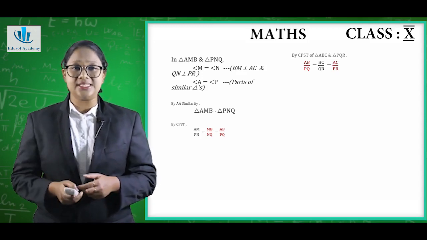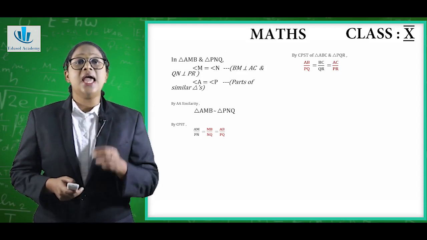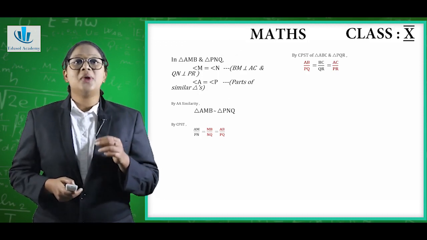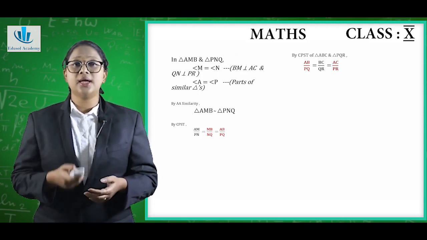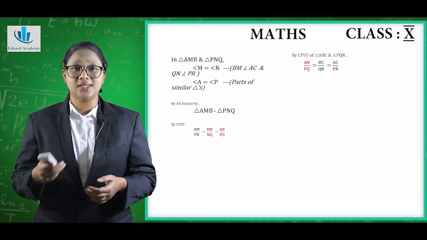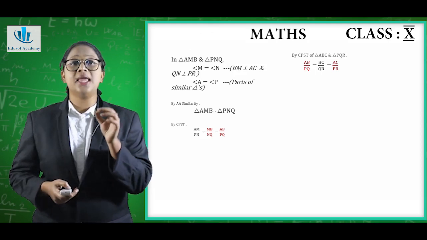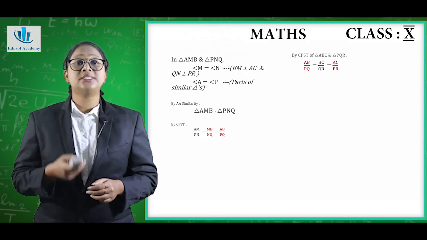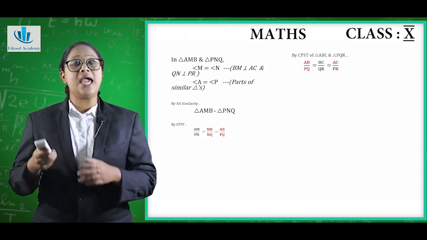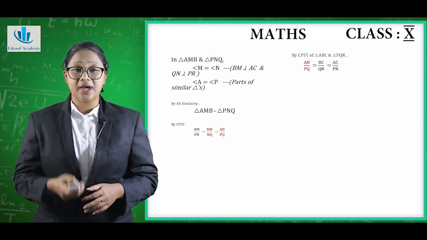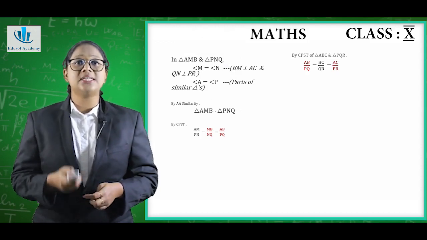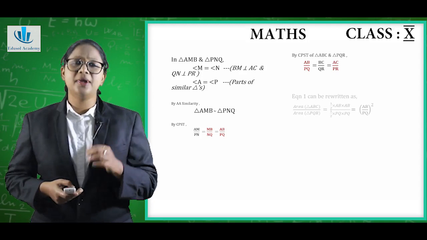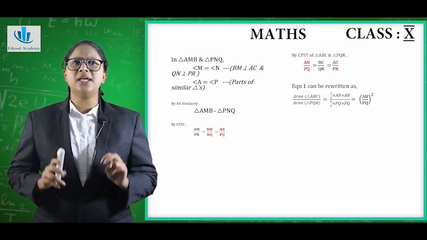So according to CPST, we have to say that AM by PN is equal to MB by NQ is equal to AB by PQ. Why? Because triangles AMB and PNQ are similar according to AA similarity criterion. I hope that's clear. Now we have to take CPST of triangles ABC and PQR as well. By that CPST, we can say that AB by PQ is equal to BC by QR is equal to AC by PR.